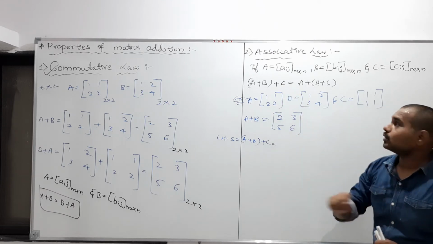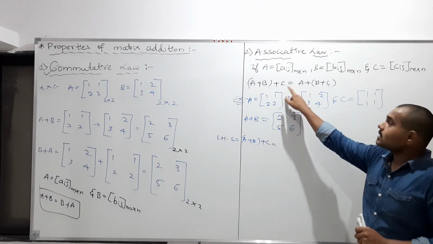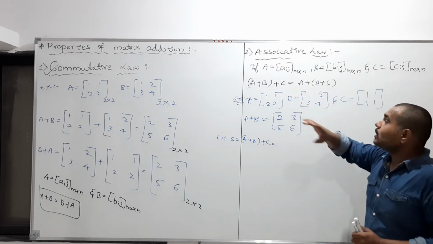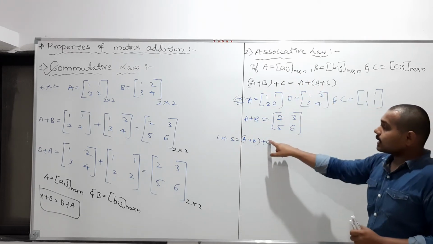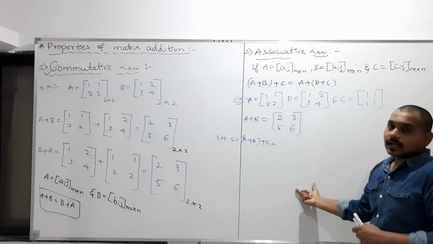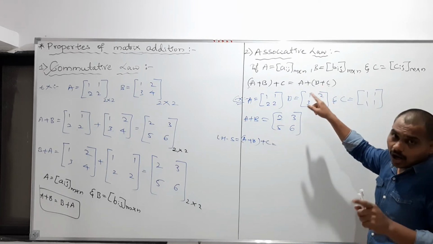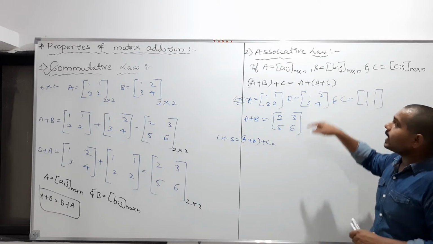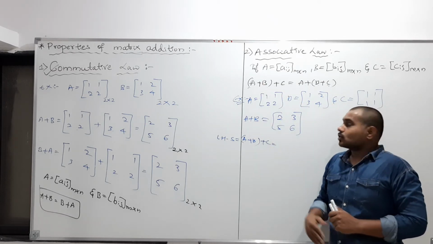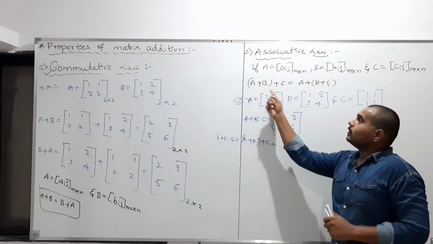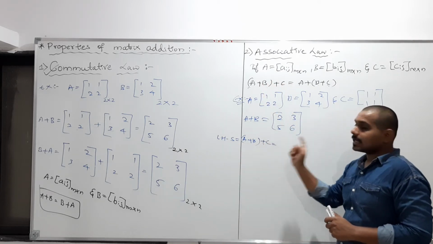Whenever we are going to prove any result like this, where an equality sign is there, we can either take the LHS and after solving it conclude with the RHS value, or you can consider the RHS value and end up with the LHS value. Is it? So therefore I am taking here the LHS value. LHS means this is the (A plus B) plus C value.